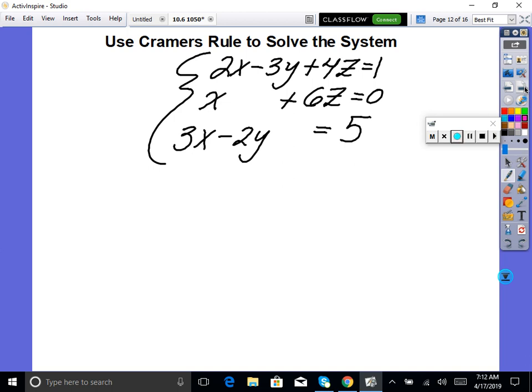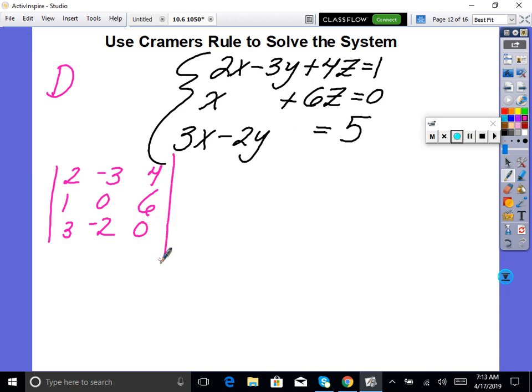Okay, so let's do this. If it says to use Cramer's rule, don't we need the original determinant? So we would go straight line, 2, negative 3, 4, 1, 0, 6, 3, negative 2, and then 0, correct? So let's find the original determinant real quick. I'm going to pick a row and column that has a 0 in it. Isn't it 50-50 if I pick this or this? So let's just go with this.